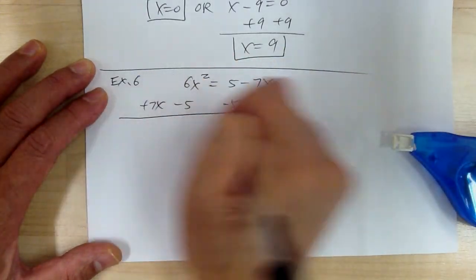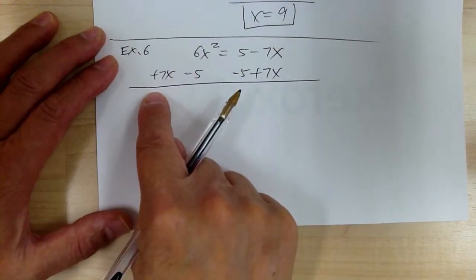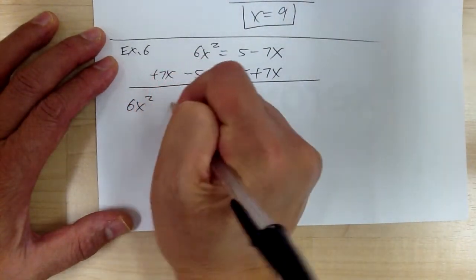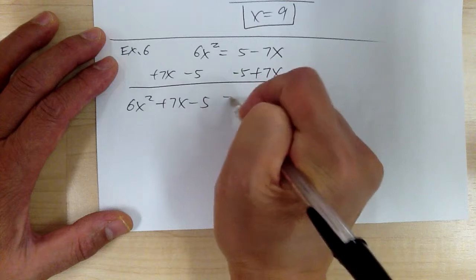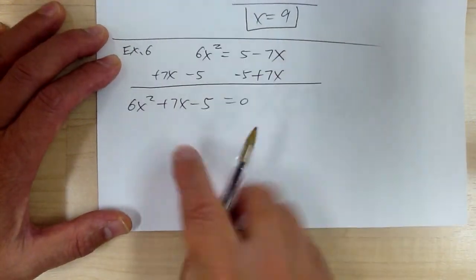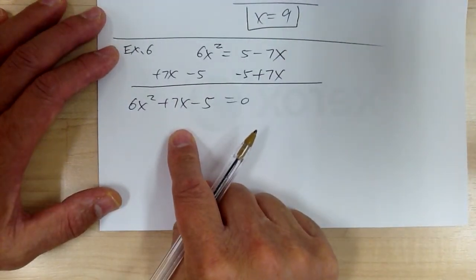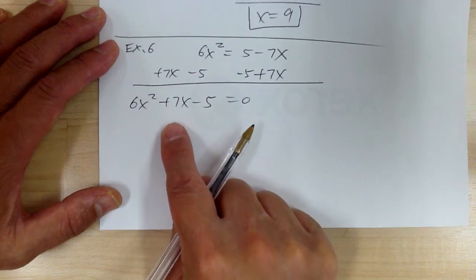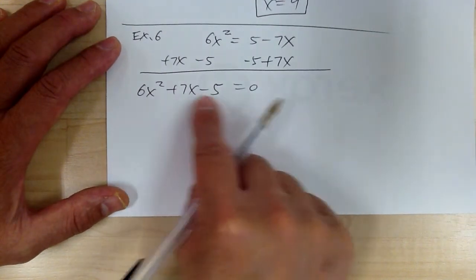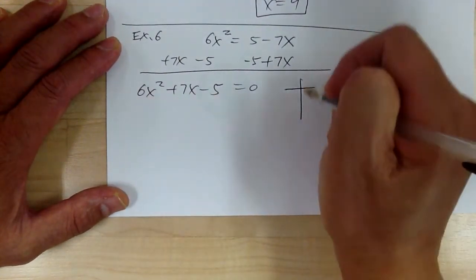So now you have to arrange this in order. So you're going to get 6x squared plus 7x minus 5 equal to 0. So now you're going to do factoring. So I can go through the steps. So step 1, common factor, cannot. Step 2, perfect square, cannot. So you go to step 4, master product.